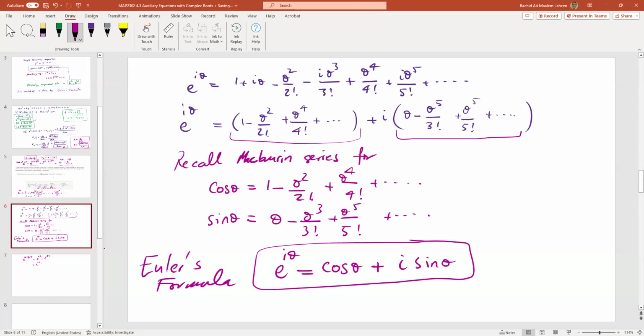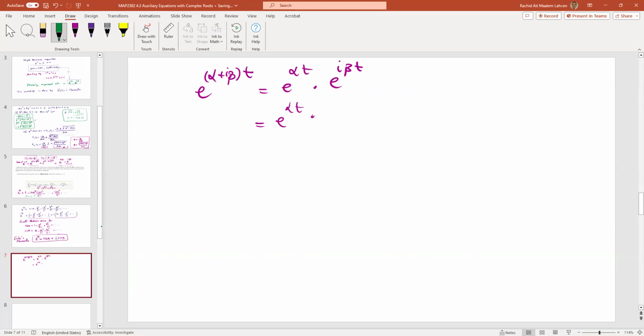You see, e to the i theta equals cosine theta plus i sine theta. So we'll just redo the formula here for it. So it's going to be cosine beta t plus i sine beta t, which kind of expresses the complex function in terms of familiar real functions.